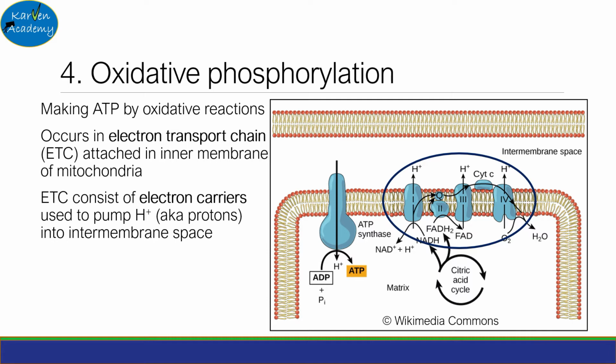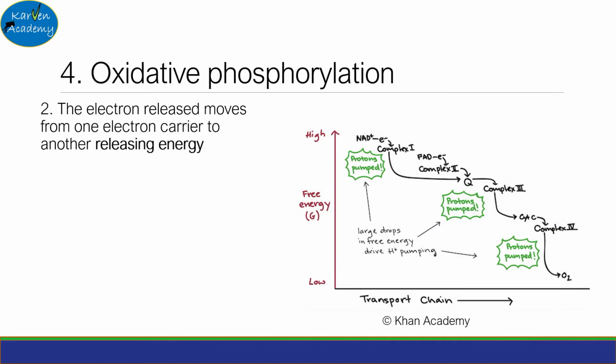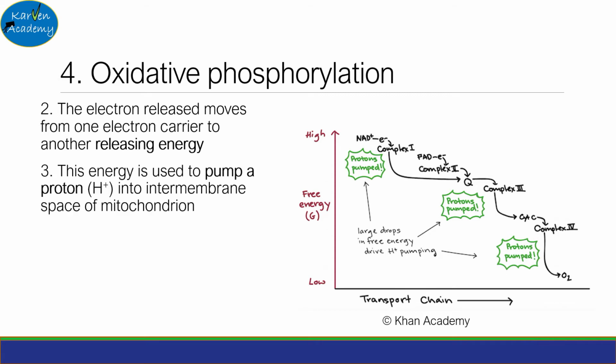Let's have a closer look at the steps involved in oxidative phosphorylation. Firstly, the reduced FAD and NAD are oxidized, releasing protons and electrons. Next, the electrons move from one carrier to another, releasing energy. This energy is used to pump a proton to the intermembrane space.